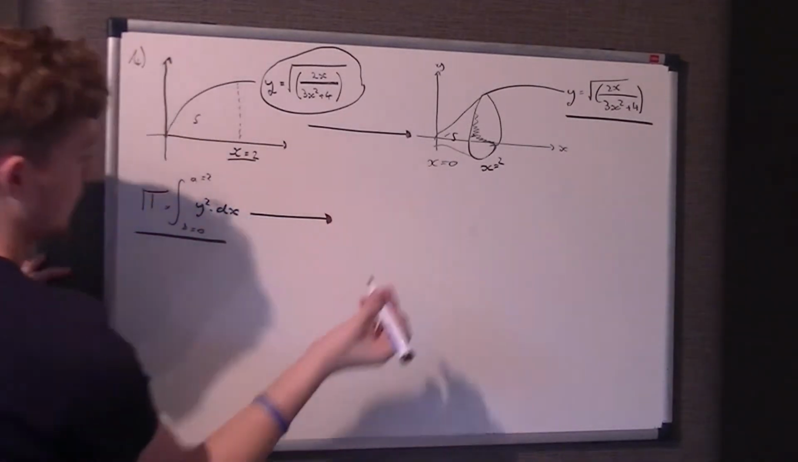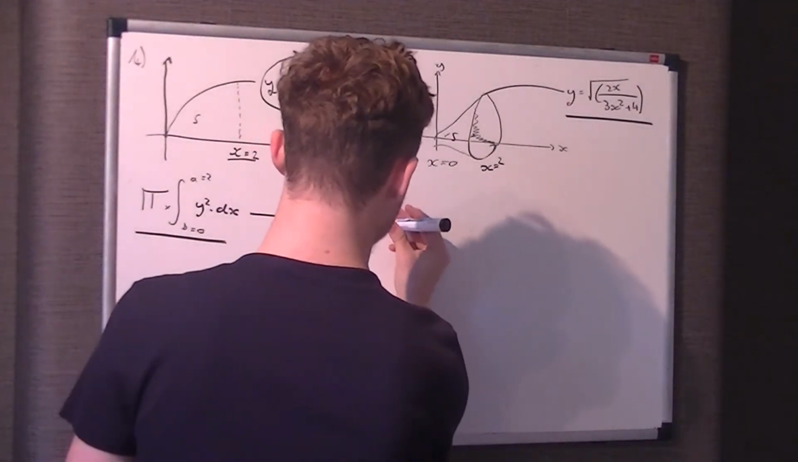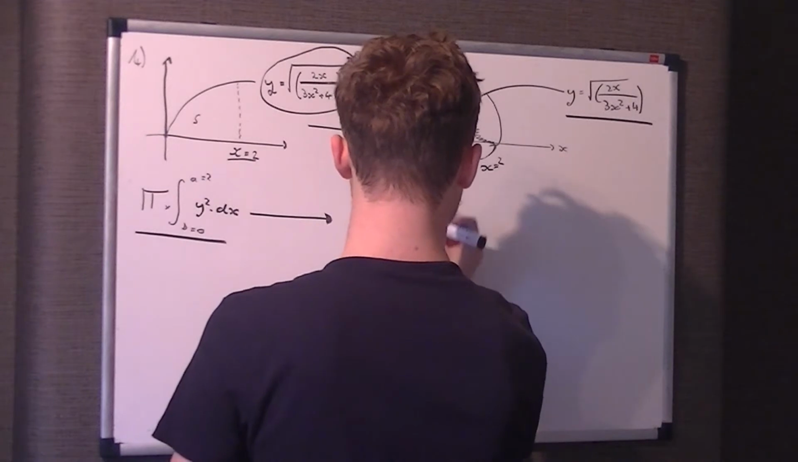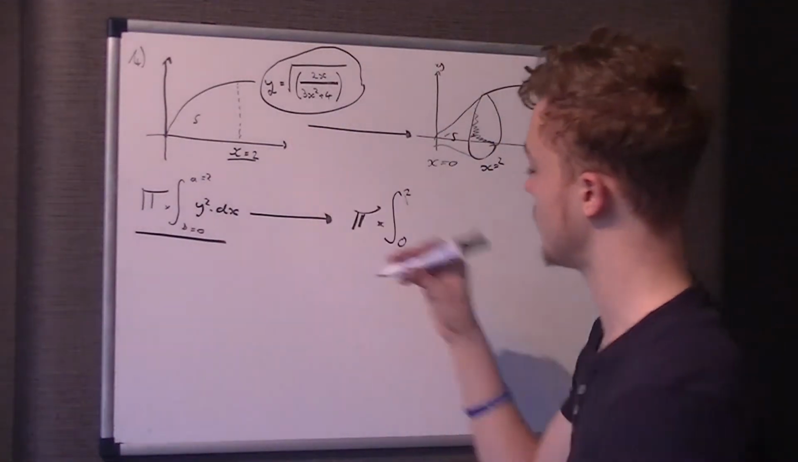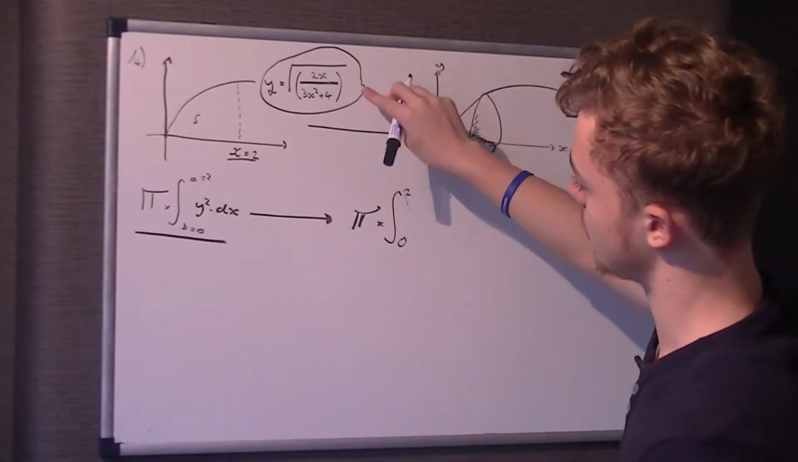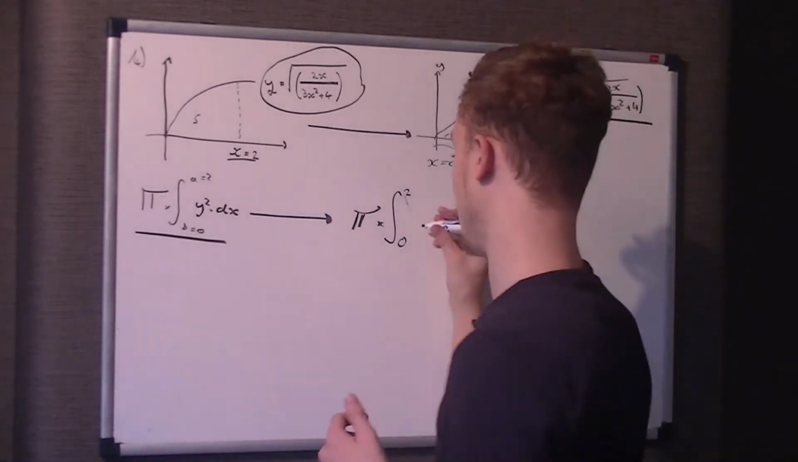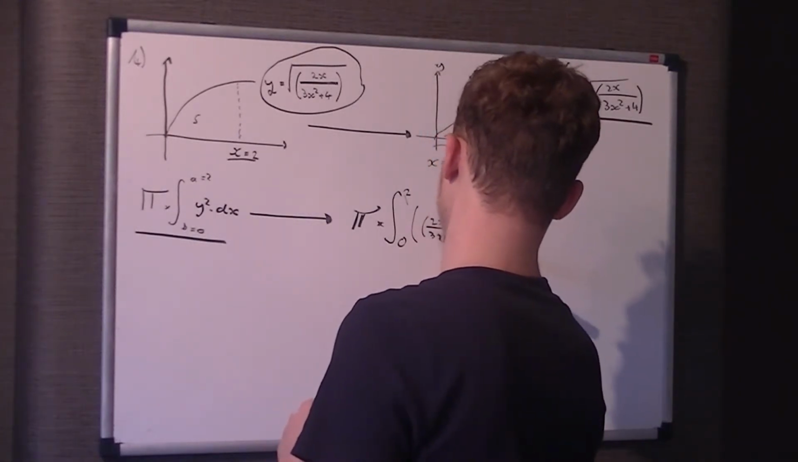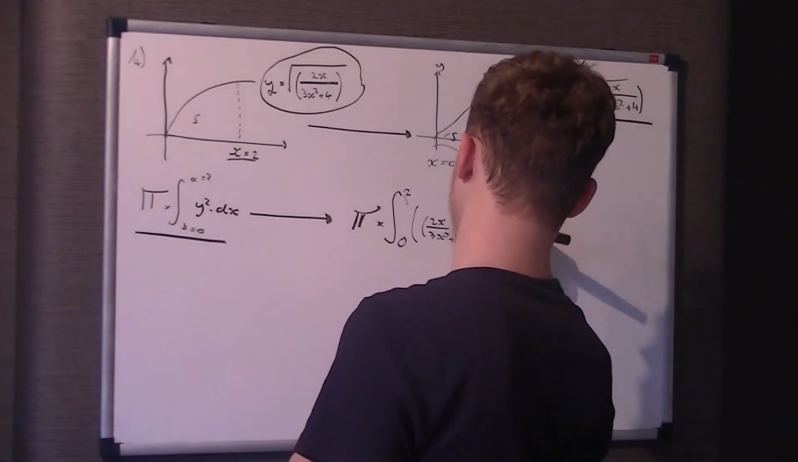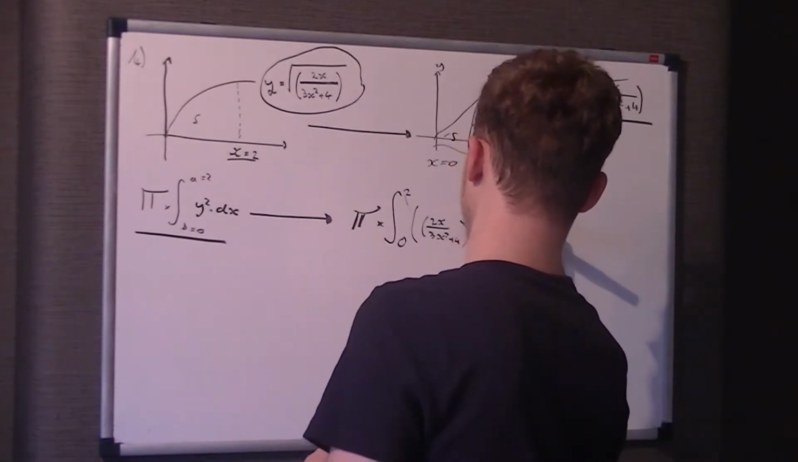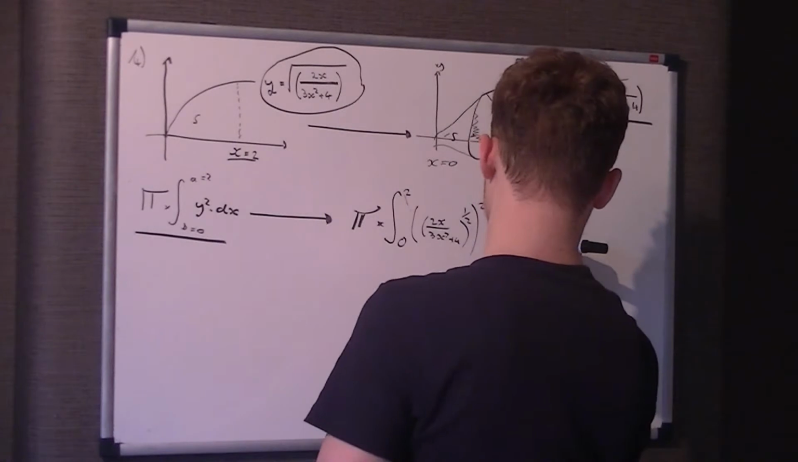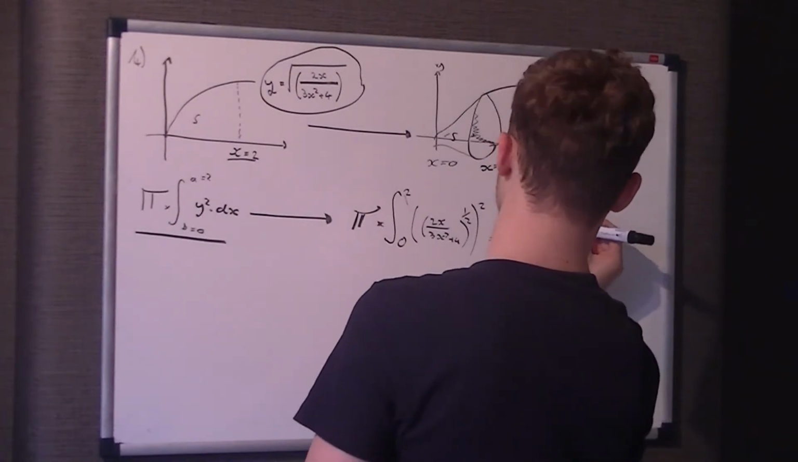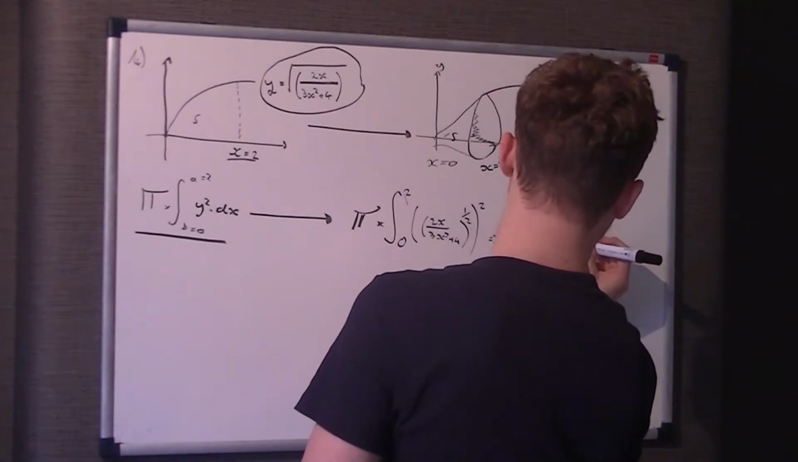So if we take this a bit further, I'm going to solve it right: pi times the integral, I'm going to put the limits 2 and 0. And we've got y squared. Now you could either write this as the square root of 2x over 3x squared plus 4, all squared, or what I'm going to do is write 2x over 3x squared plus 4 to the power of a half, all squared, which is the same thing. And that gets us, therefore, pi times the integral between 2 and 0 of 2x over 3x squared plus 4.